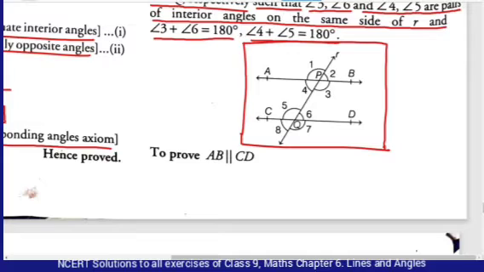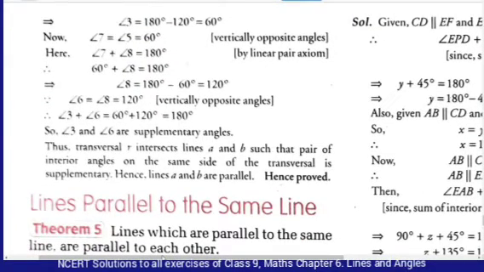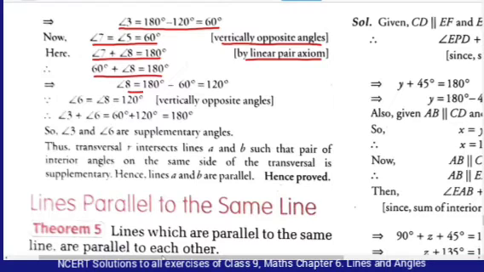So observe these lines. Angle 3 is equal to 180 minus 120, that is 60 degrees. Angle 7 is equal to angle 5, which is 60 degrees, because of vertically opposite angles. Angle 7 plus angle 8 is equal to 180 degrees. These are linear pair axiom. Therefore, 60 plus angle 8 is equal to 180 degrees, or angle 8 is equal to 180 minus 60, which is 120.